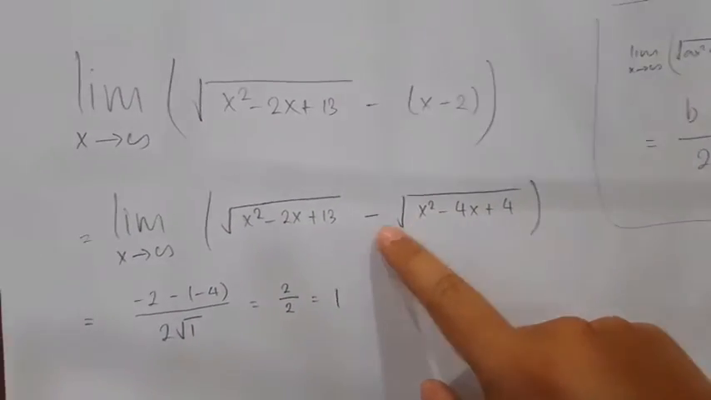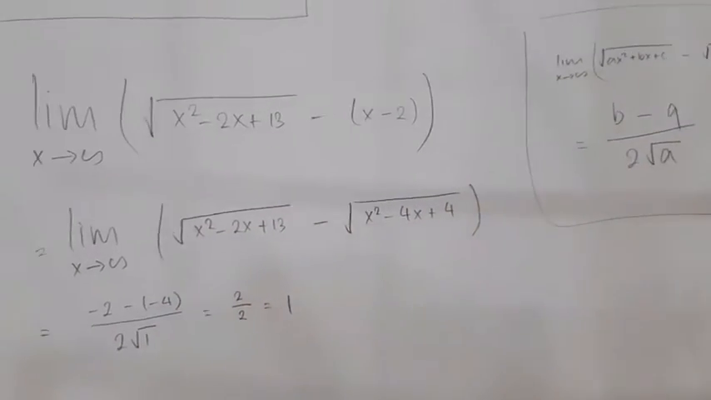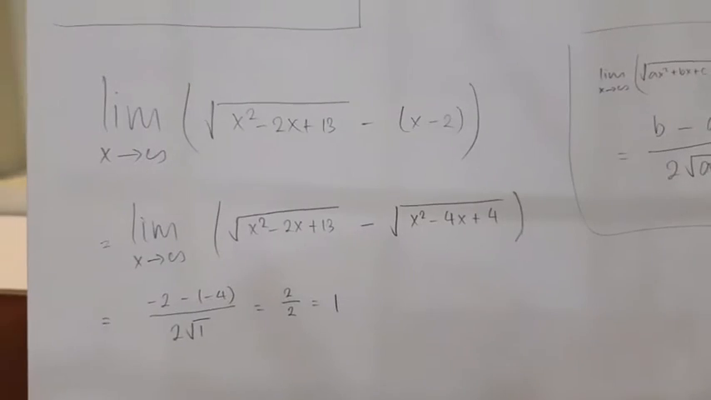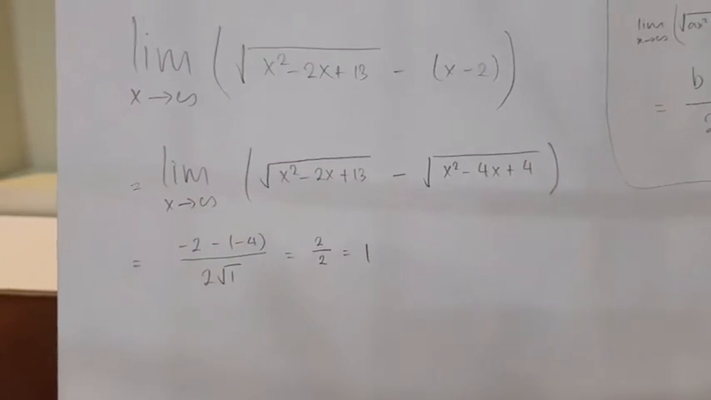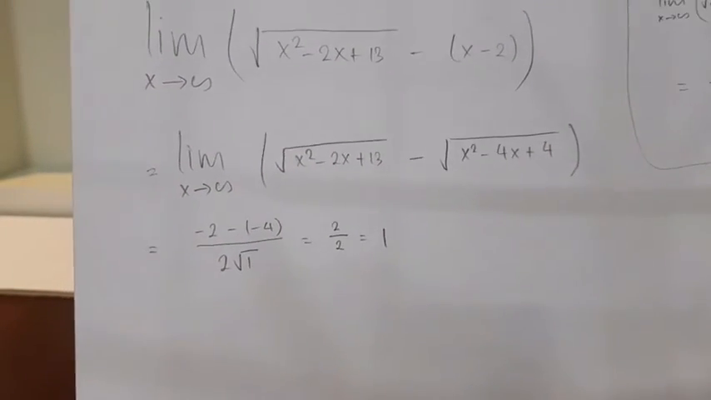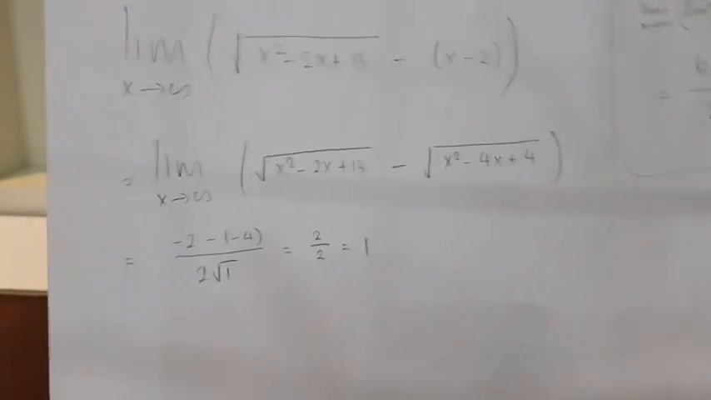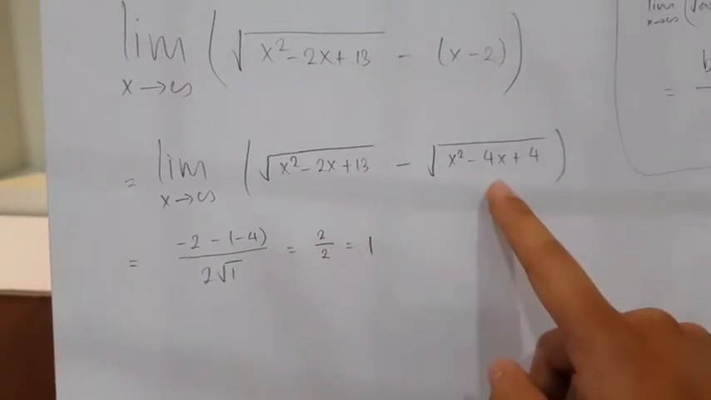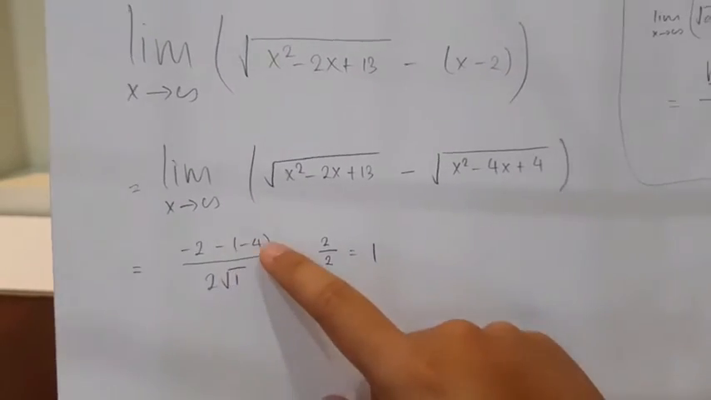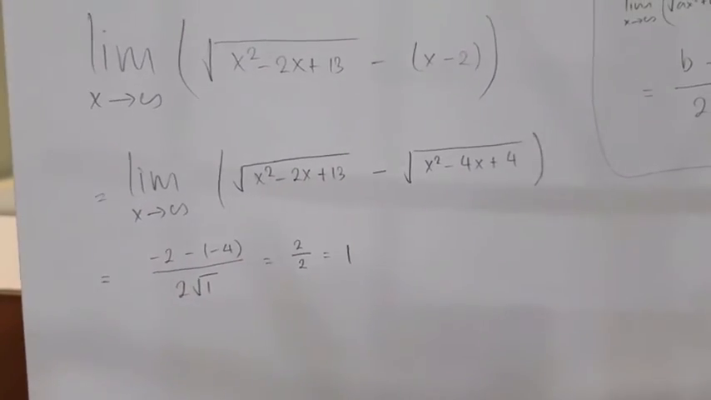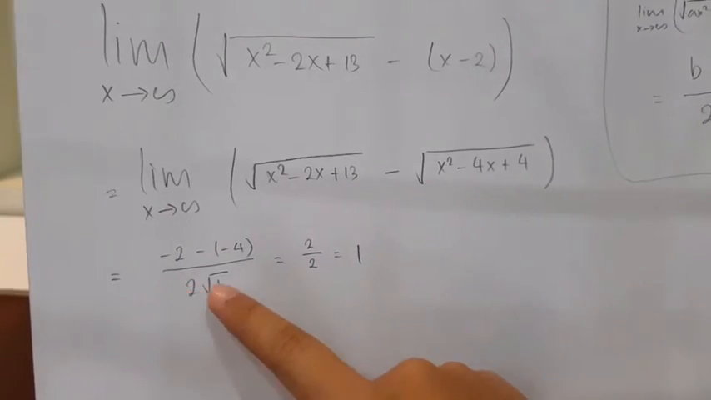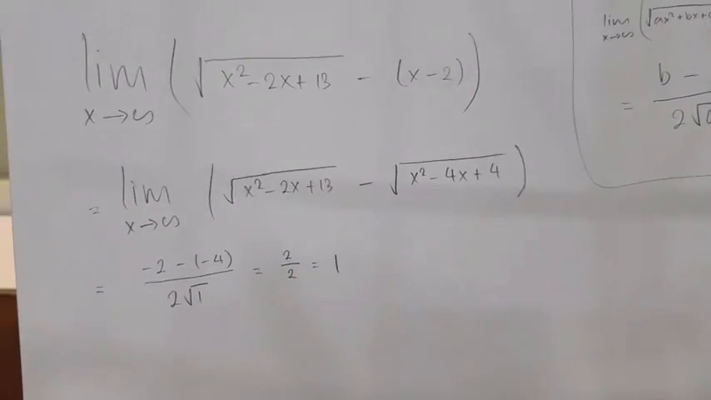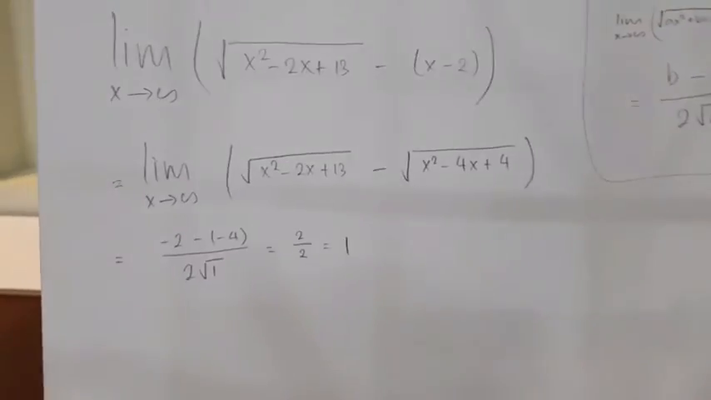We have the same a, and really the next step is to just follow the formula, which is b minus q over 2 times the square root of a, where b here is -2, q here is -4, -2 plus 4 is 2, then divided by 2 times the square root of a, which results in 1.